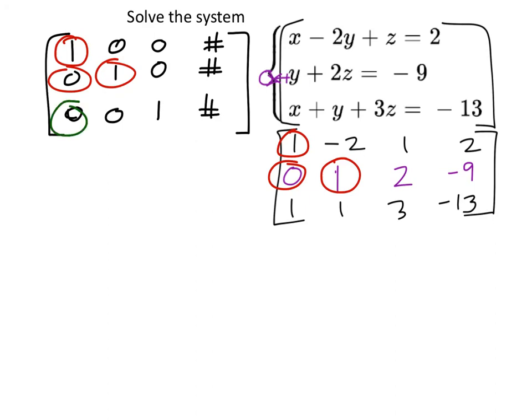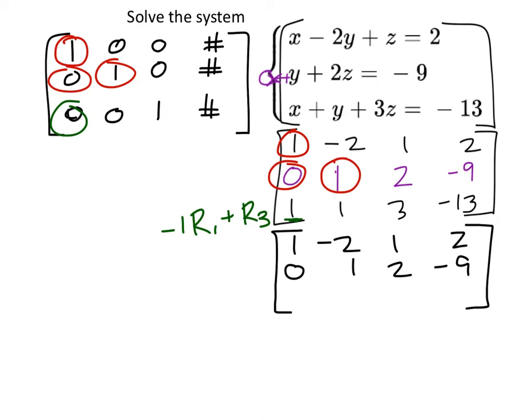So what I'm going to do to row 3 to make this one a 0 is I'm going to operate on it from row 1 by taking the opposite of row 1. And then when I combine these, it's going to cancel out that 1 in the third row. And -1 times row 1 plus row 3 is 0. -1 times -2 plus 1 is 3. -1 times 1 is -1 plus 3, 2. And then -1 times 2 is -2 plus -13, -15.